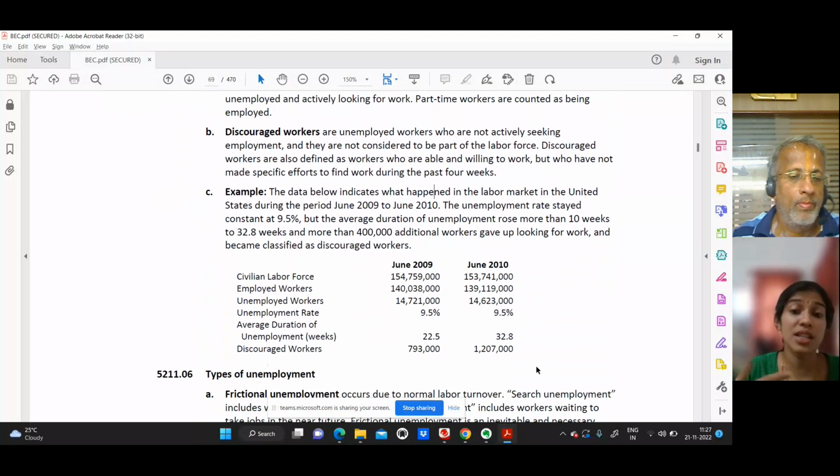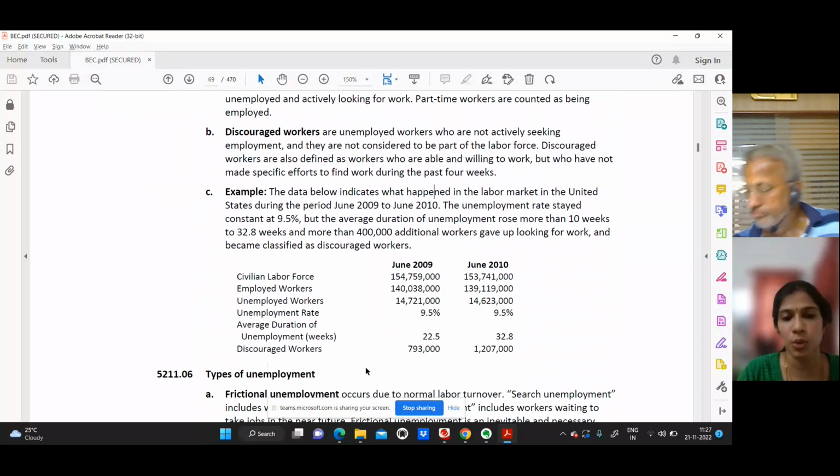So your discouraged workers, or people who are not actively searching for employment, have become really high. There could be some set of the population who are willing to work but not taking any effort to work, or some set who are not willing to work also. All those categories are covered under discouraged workers.